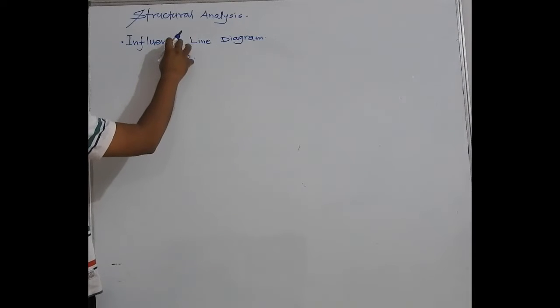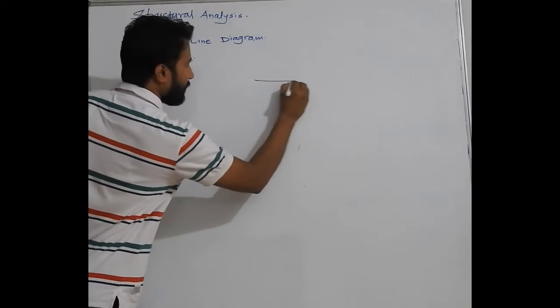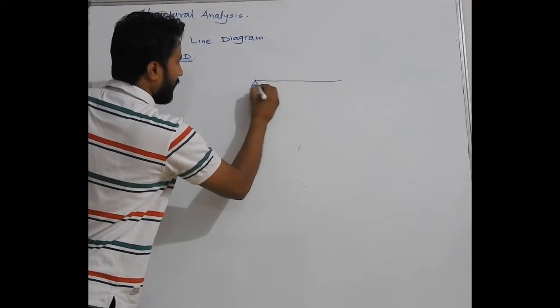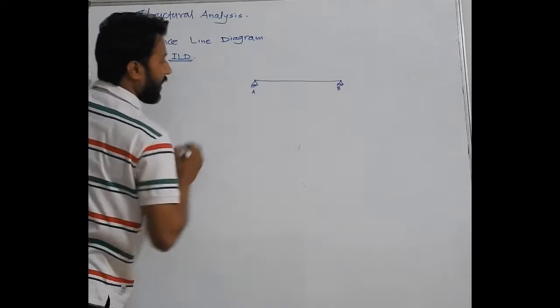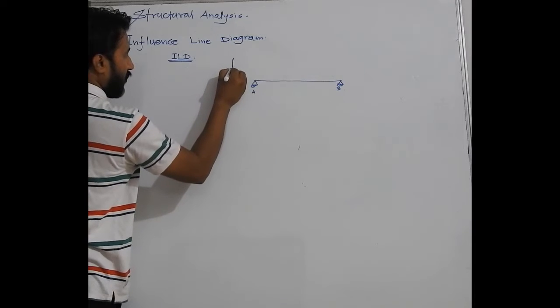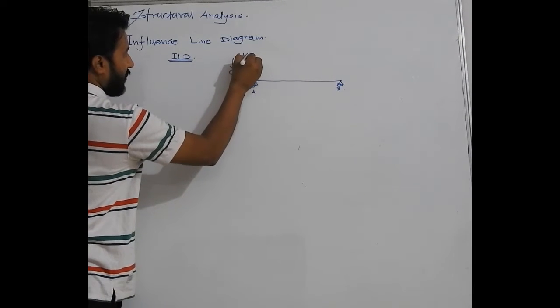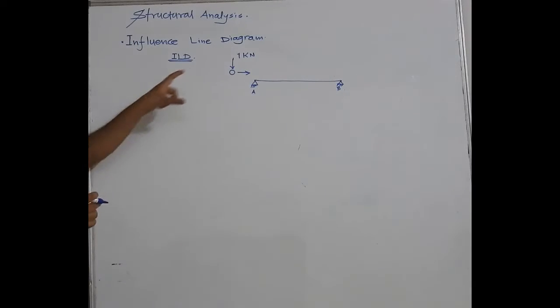For understanding, this influence line diagram has some derivation in which we will determine the maximum reaction at A, maximum reaction at B, maximum bending moment, and maximum shear force, negative or positive. So consider a simply supported beam A and B, and consider one unit moving load. This one unit moving load is moving from left to right, from A to B.